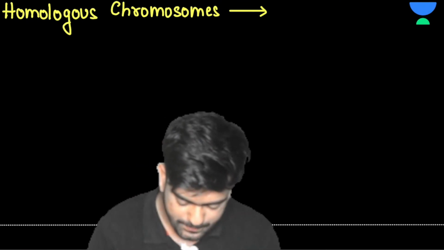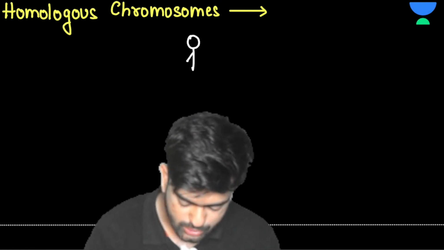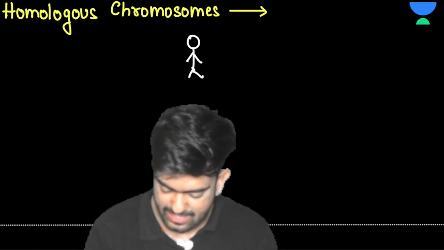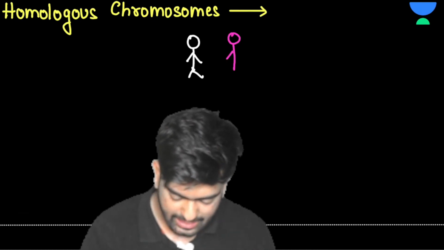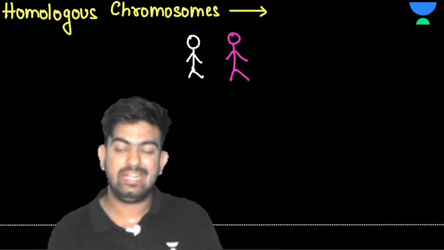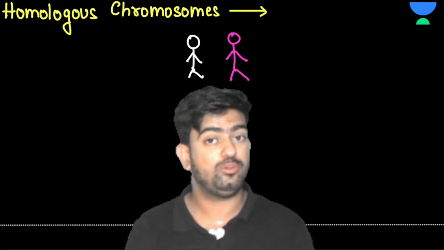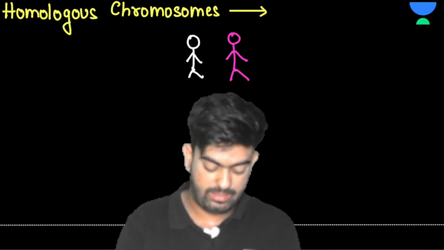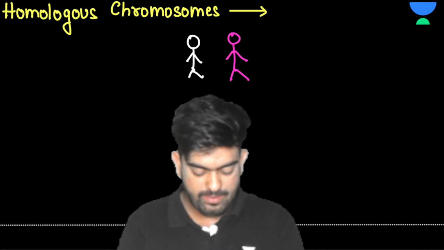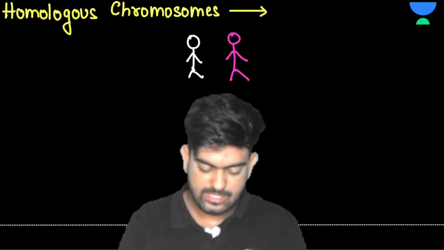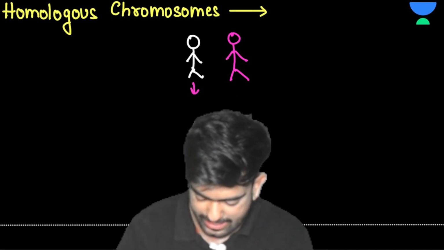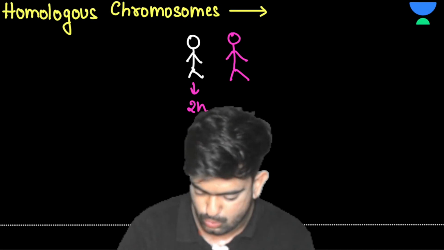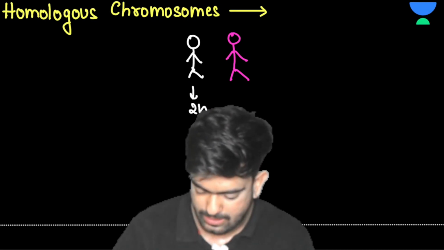One was Harry and one was Julie, right? So this is Harry and this one was Julie. They created gametes. First of all, they both are human beings, so they will be diploid, 2n. This will be 2n and this will also be 2n. Clear?